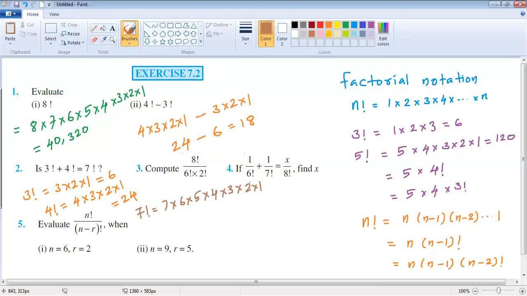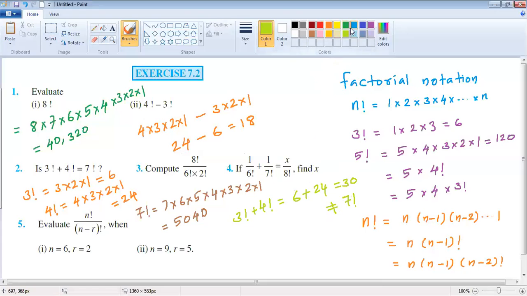7 factorial, you will get 5040. And you just check is 3 factorial plus 4 factorial, which is equal to 6 plus 24, which is equal to 30, and which is not equal to 7 factorial.